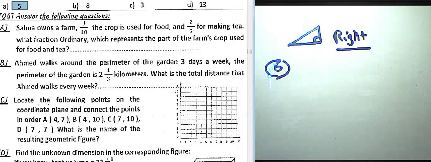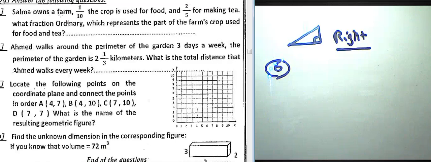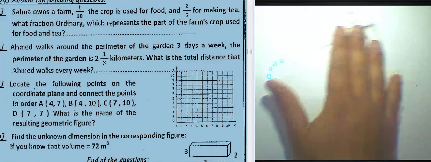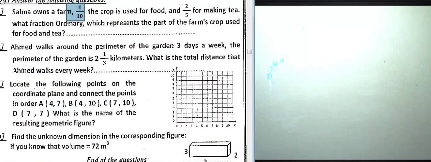Answer the following here. Salma owns a farm. 1/10 of the crop is used for food and 2/5 for making tea. What fraction represents the part of the farm's crop used for food and tea? We can add them to find the total. We have 1/10 used for food and 2/5 used for making tea.